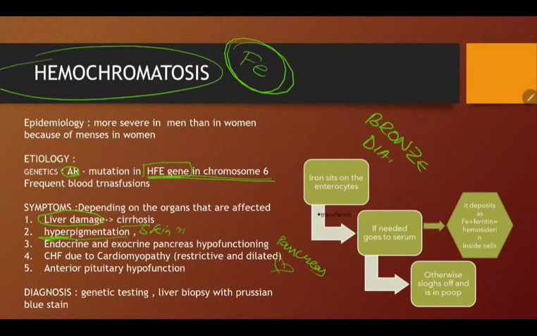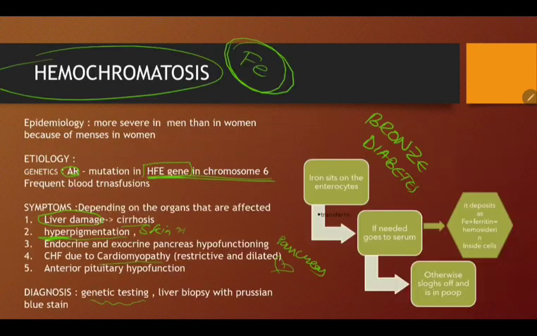Diabetes can be an issue, which is when you have hyperpigmentation and also dysfunction of the pancreas, exocrine and endocrine functions, because of deposition of iron. It can also go to the heart and lead to cardiomyopathy, and it can go to the brain, to the pituitary gland, and cause anterior pituitary hyperfunction. So how will you diagnose it? Using genetic testing naturally and getting a liver biopsy.